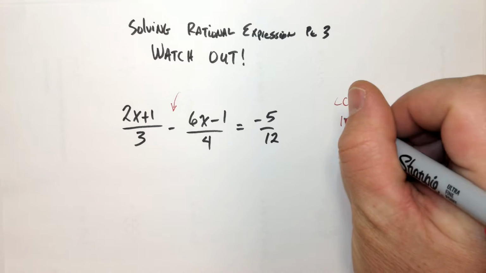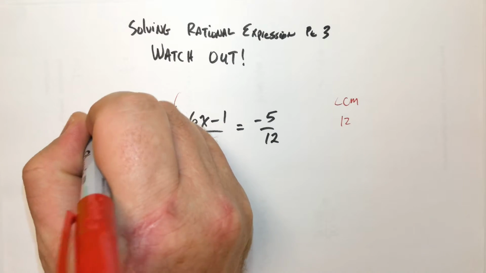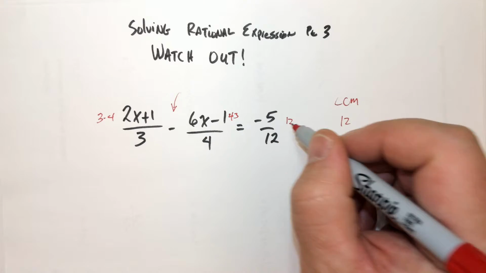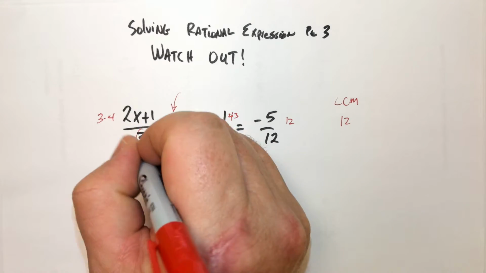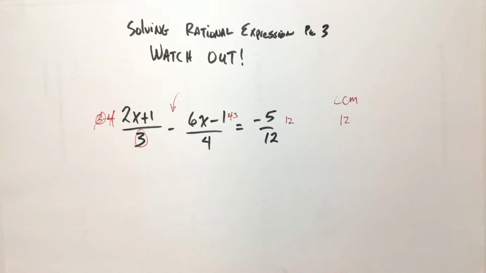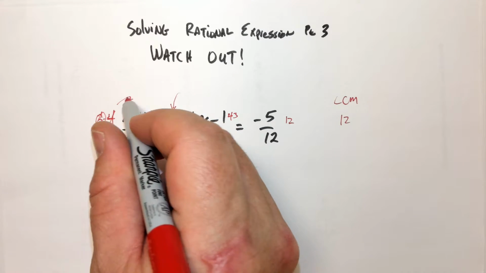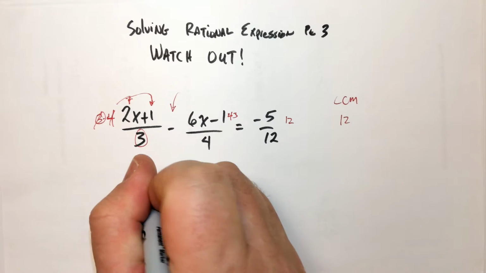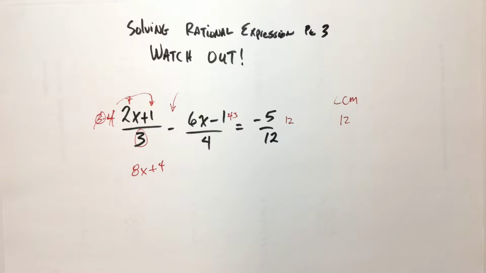It's 12, right? So 12, that's 3 times 4. This one's 4 times 3. And we can just write 12 on this one, right? Okay. That reduces. We're left with 4. Oops, we're left with 4 times that. So you got to make sure you multiply by the whole thing. So 8x plus 4. All right.